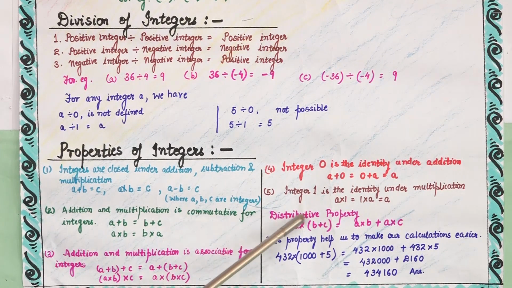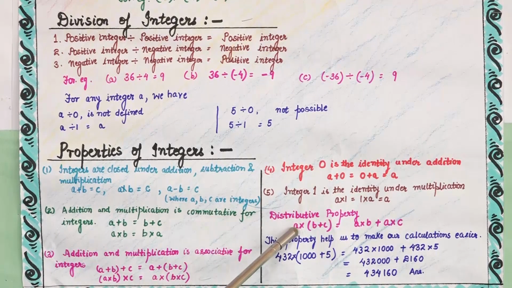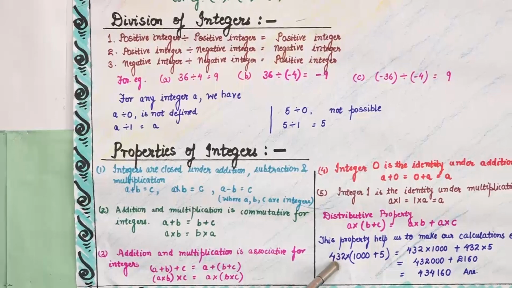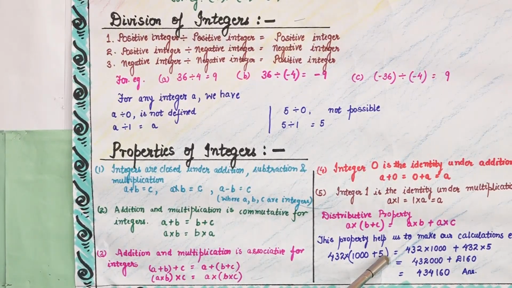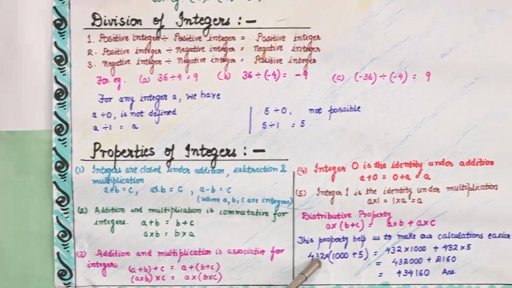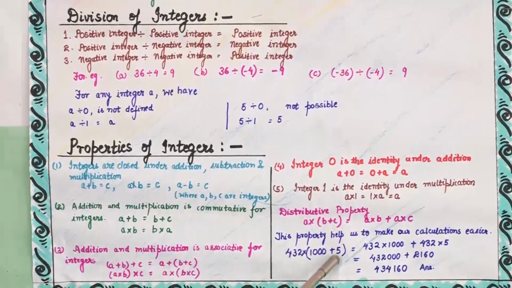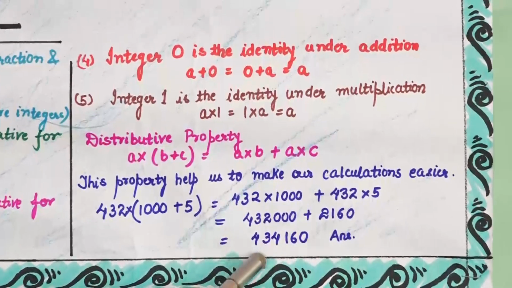The last property is the distributive property, which is a very useful and helpful property. This property makes our calculations simple and it saves our time. What is this property? Suppose you want to multiply 432 with 1005. It will take some time, but once we break this number, we can write 1005 as 1000 plus 5. So it is very easy for us to multiply 432 with 1000 and then 432 with 5, and within minutes we will get this value.